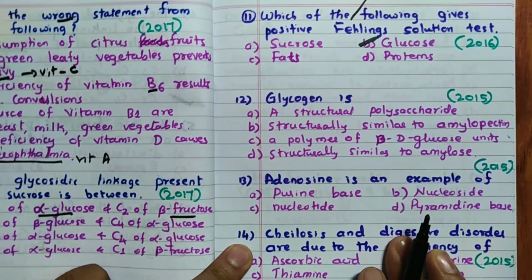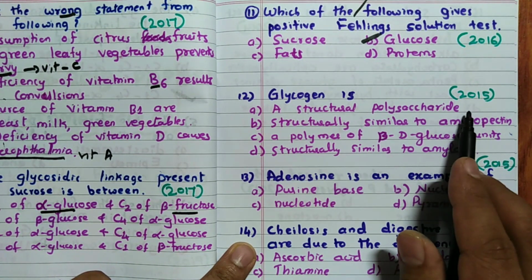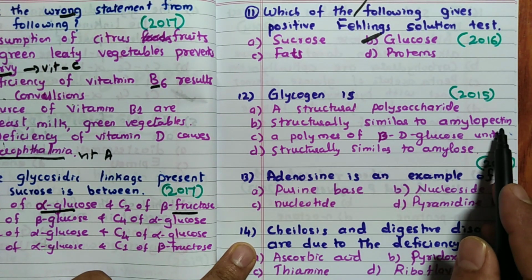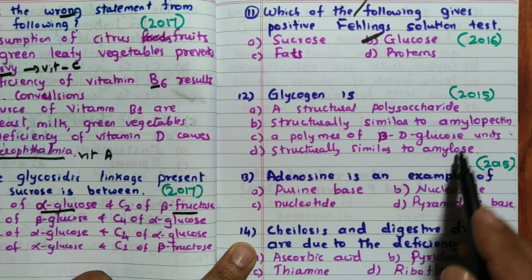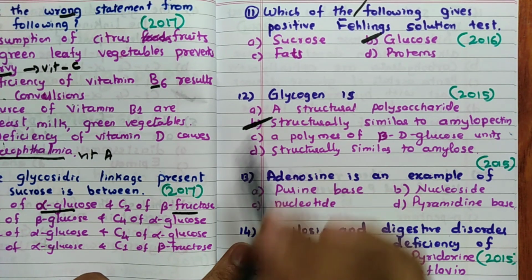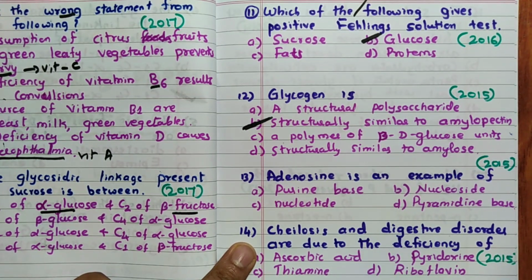Then glycogen is very important. Structural polysaccharide? No. The structural polysaccharide is, remember, cellulose. Structurally similar to amylopectin, structurally similar to amylose. So out of the two, one should be the answer. If your theory is strong, definitely amylopectin is the answer. And polymer of beta-D, remember, glycogen contains alpha-D units. So the answer is B.